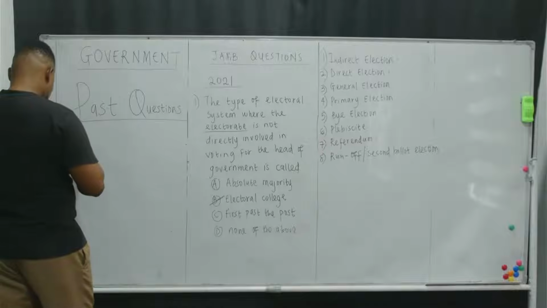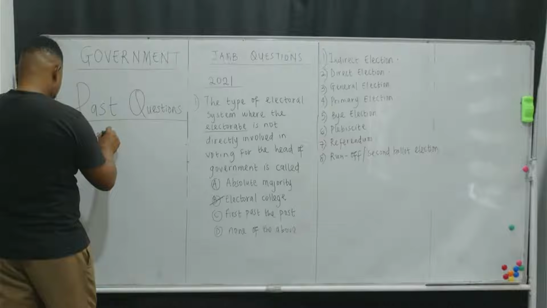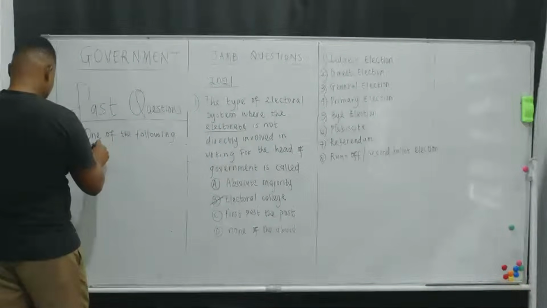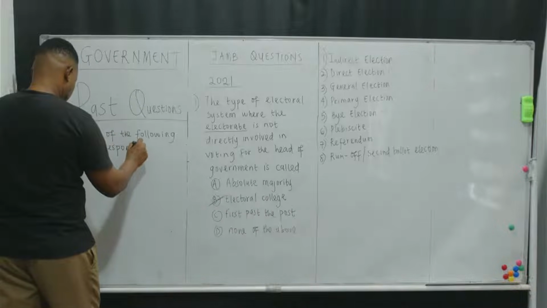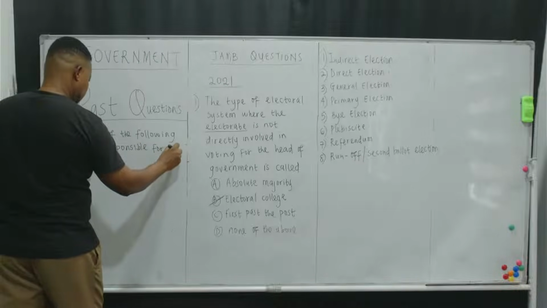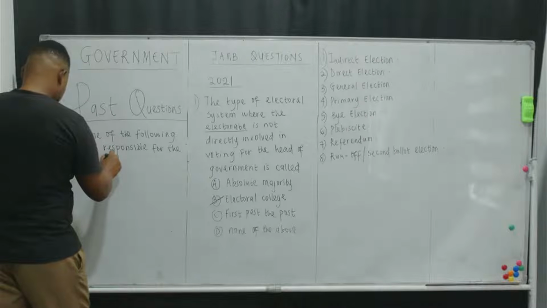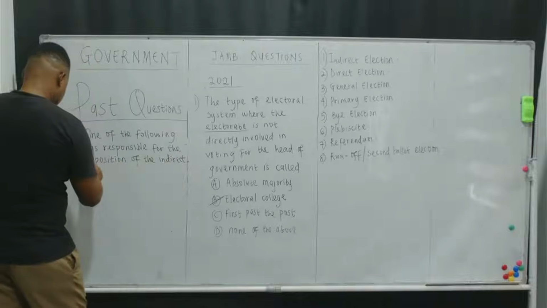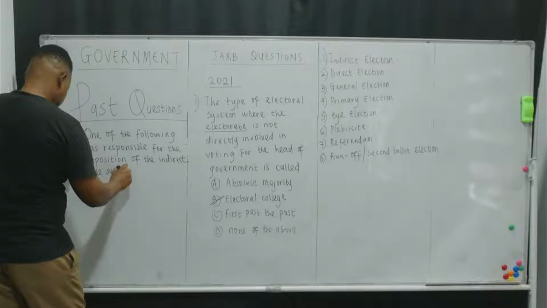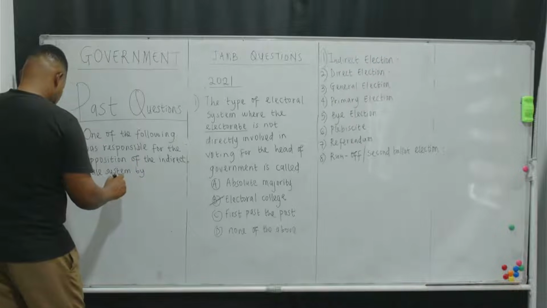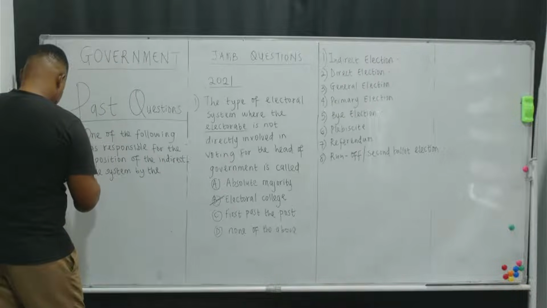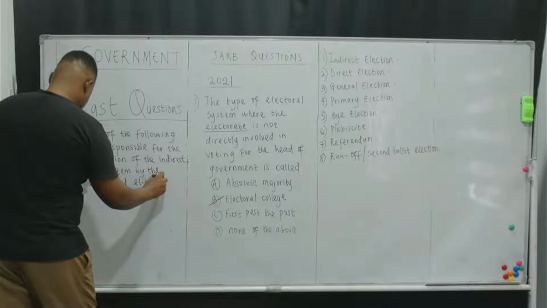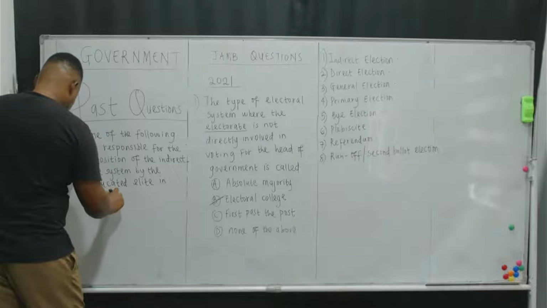Question 2. One of the following was responsible for the opposition of the indirect rule system by the educated elite in southern Nigeria.